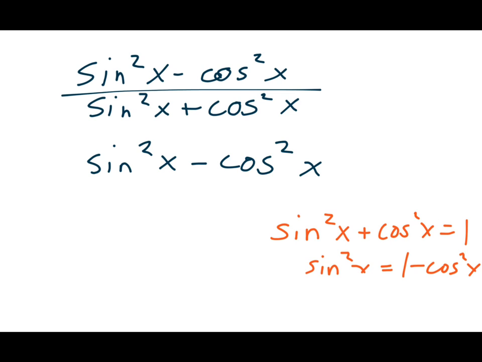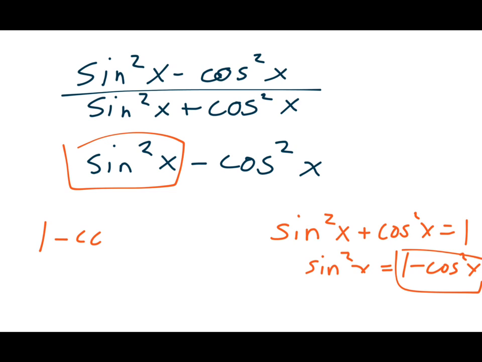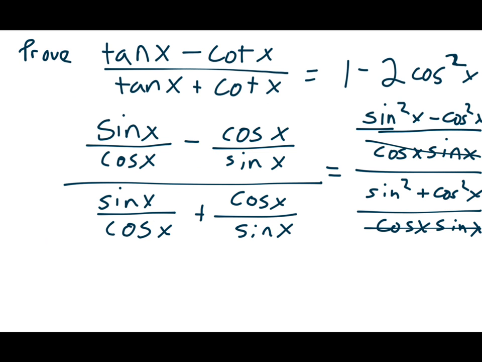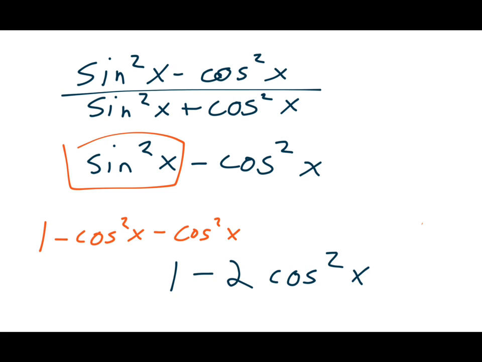So if I substitute that into this guy, this part in for this sine squared, I'm left with 1 minus cosine squared x minus cosine squared x. And then you see from there, what we're left with is 1 minus 2 cosine squared x, which is what we wanted right here. Okay? This is verifying identities. Okay, that's all for this lesson.